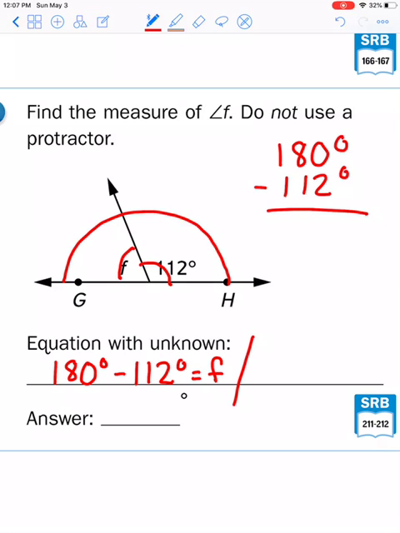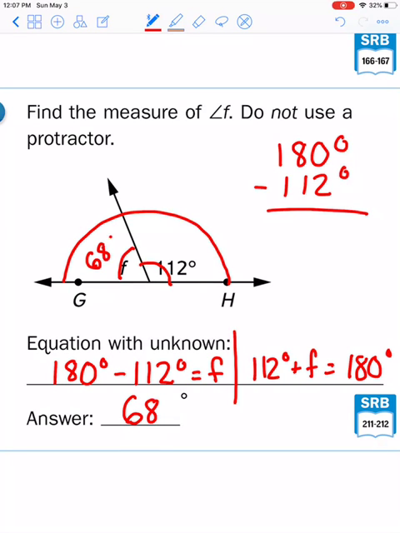You also could have done this, and I'll do a straight line so it doesn't look like a division symbol. You also could have done this with addition. So 112 plus F equals 180. And if I did 180 minus 112, I would get 68 degrees. So this angle is 68 degrees.